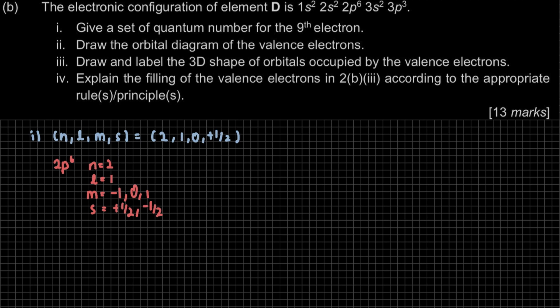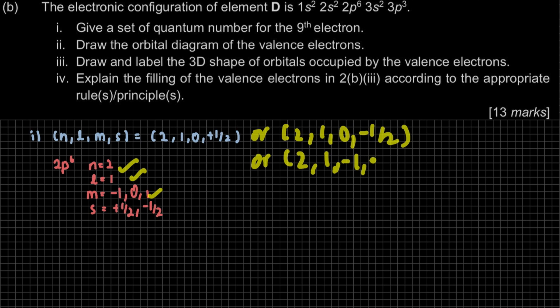So if it asks you to give the sets, give all possible, then you have to write down all of them. It could be 2, 1, 0, negative half, or 2, 1, negative 1, positive half. It has many possibilities. But for this question, it asks for a set, so I'm just going to take one.